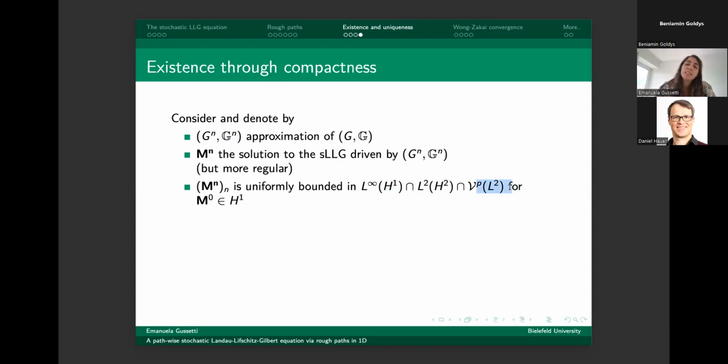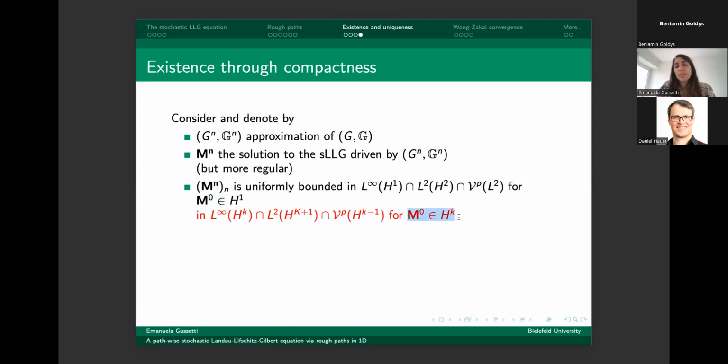And this is needed, this is VP variation with values in L2, and it's replacing the condition that you normally have in Aubin-Lions to have the derivative of the solution be Sobolev something. So somehow this is the replacement, because we need some regularity in time to use Aubin-Simon-Lions. And this is for initial condition in H1.